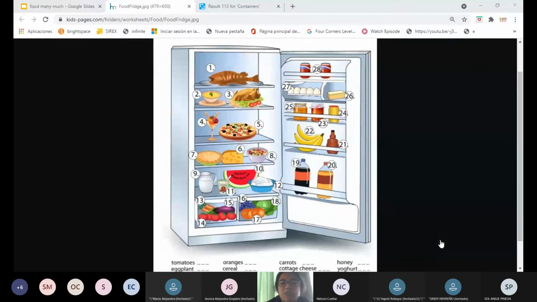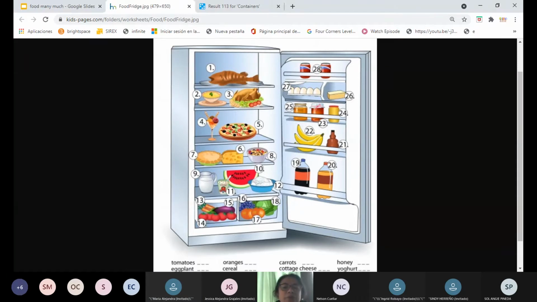So, Maria Alejandra, how much soda is there? There is 2 cans. There is or there are? There are 2 cans. Good. Of soda. No more? Just 2 cans? And 1 bottle. Good. Excellent. All right.